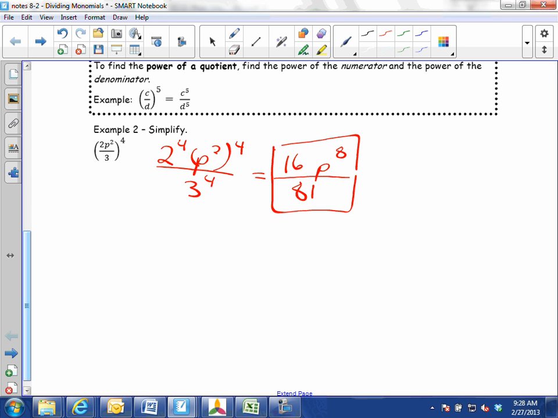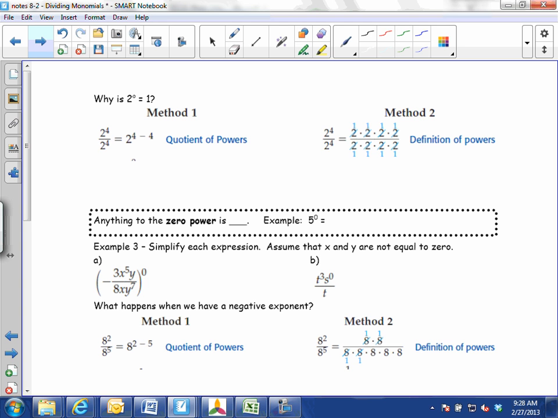Any questions so far? Alright, so the next one asks us, why is 2 to the 0 equal to 1? When you're trying to take something to the 0 power, is it 0? You get 1. What do you get for negative 2 to the 0? Negative 1. Okay, so this is equal to 1.